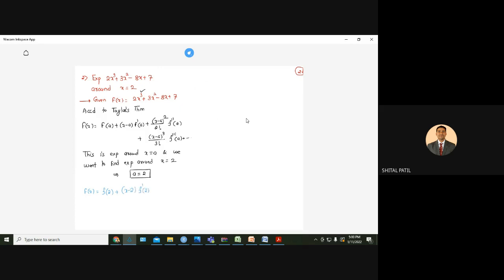So f of 2 plus (x minus 2) f dash of 2 plus (x minus 2) square divided by 2 factorial f double dash of 2 plus (x minus 2) cube divided by 3 factorial f triple dash of 2 and so on. This is 1. Okay, f of x is known to us, so we'll use that.